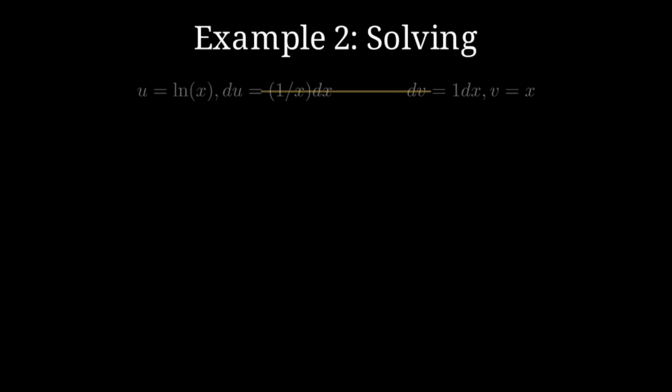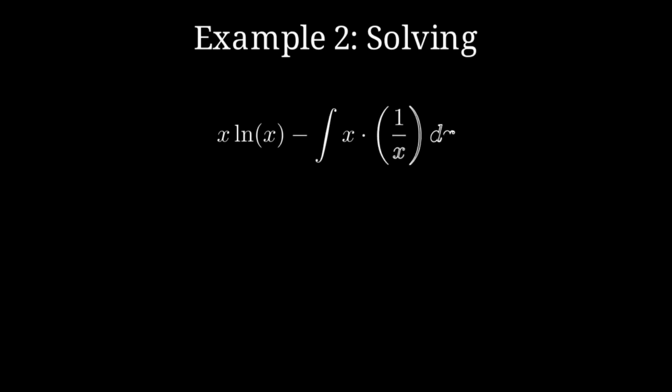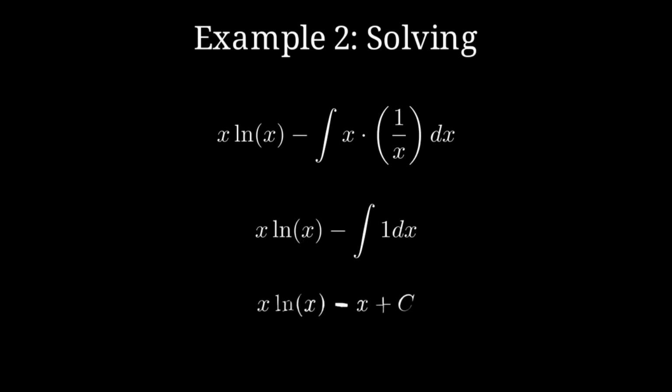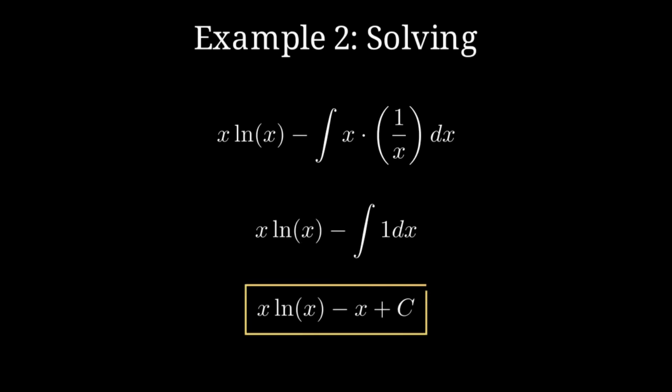Applying the formula, we get x times natural log of x minus the integral of 1. This simplifies to x natural log of x minus x plus c. This example shows how ALATE works even when a product isn't immediately obvious.